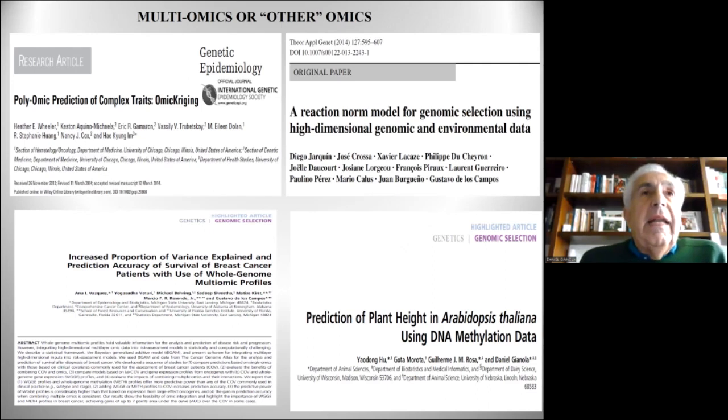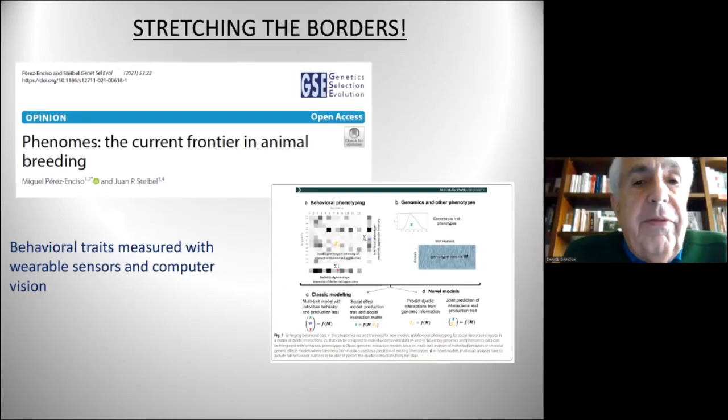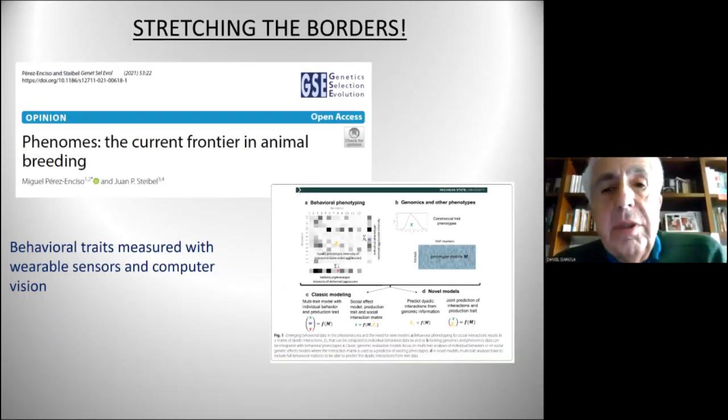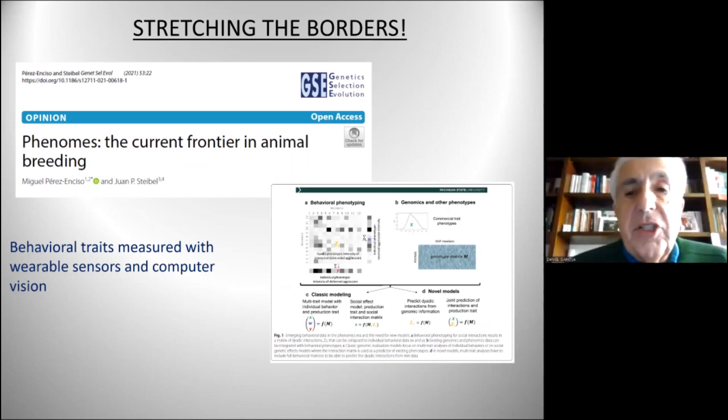Now, another important and active field today is to use sensors, robots, machines, drones, etc., to do what is called fine phenotyping. And this is very, very common in plant breeding, and increasingly active in animal breeding, including behavioral traits, where the emotions and behaviors of animals are monitored on a real-time basis and then incorporated into models of some sort.